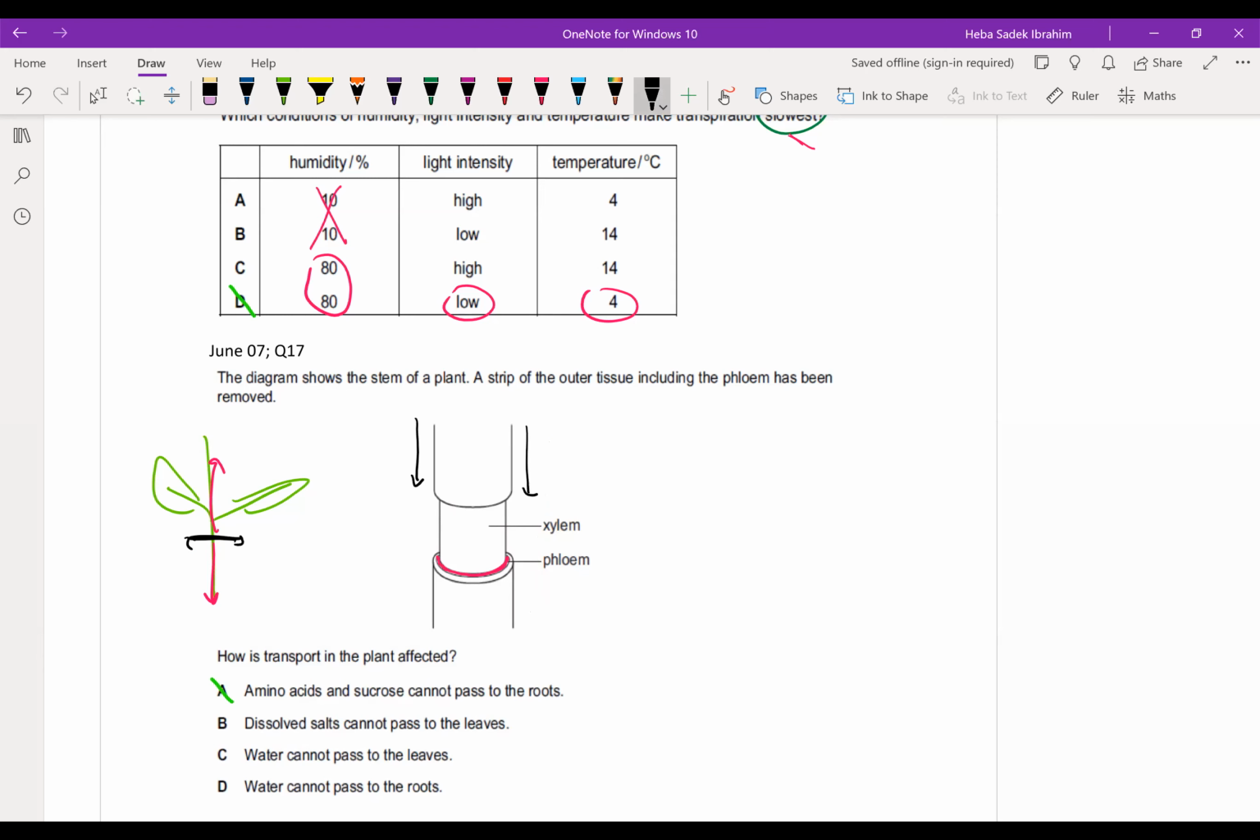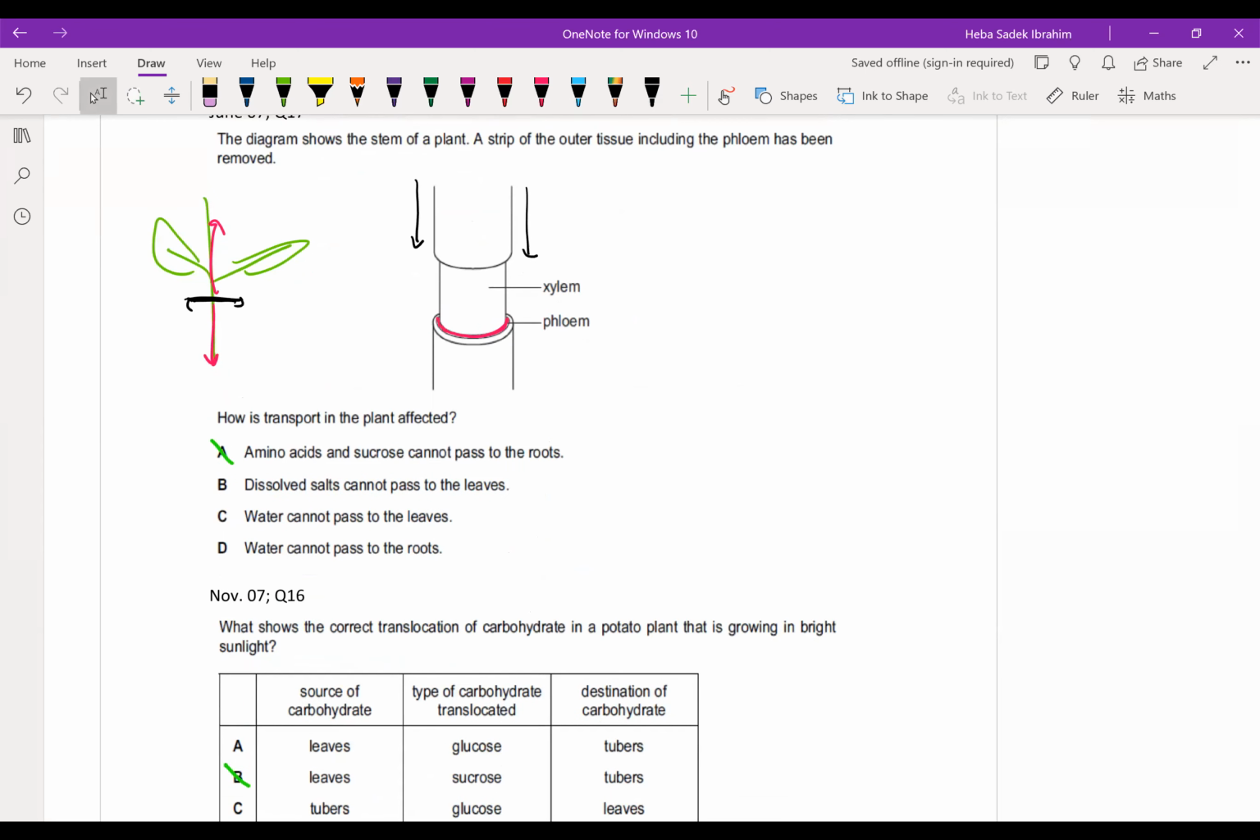It cannot go beyond. How is transport in the plant affected? The amino acids and sucrose cannot pass to the roots. Indeed we cut here, so the food cannot move down to the roots, because this is what's carried in the phloem.